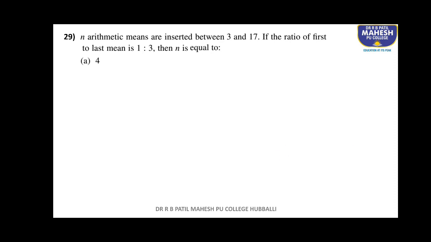Now the question number 29. N arithmetic means are inserted between 3 and 17. If the ratio of first to last mean is 1:3, means A1 : An is 1:3, then N is equal to option A 4, option B 5, option C 6, option D 8. Let us go for the solution.